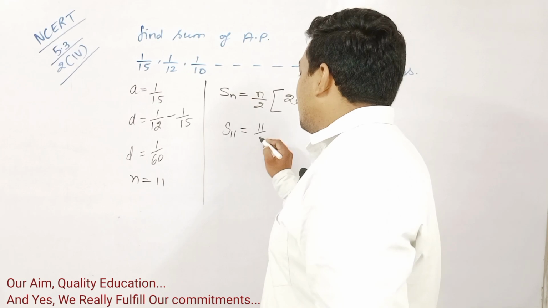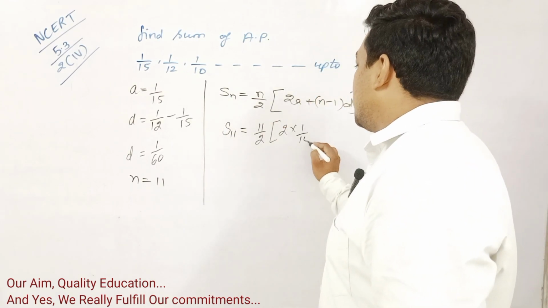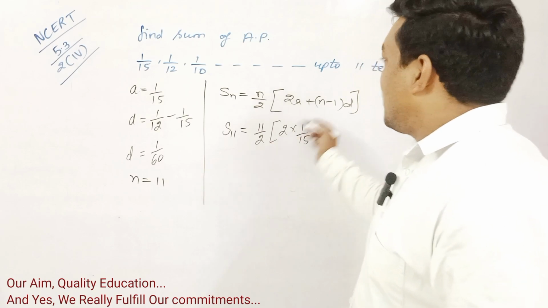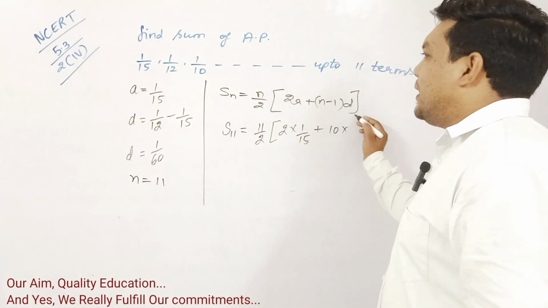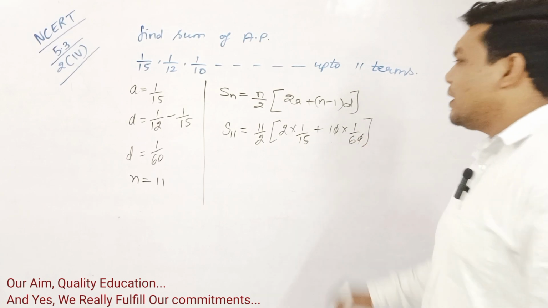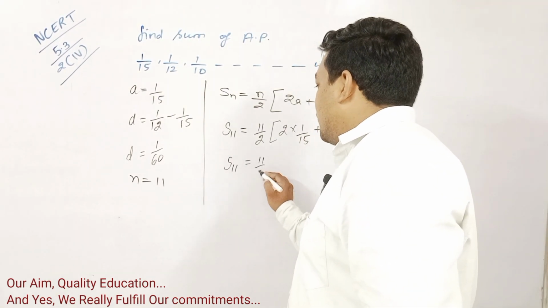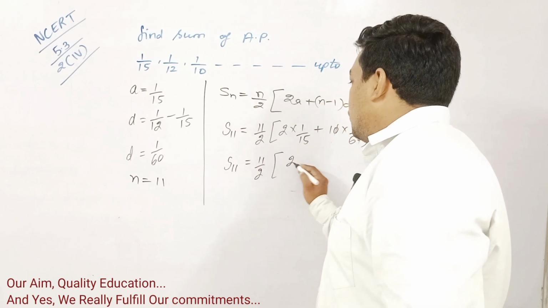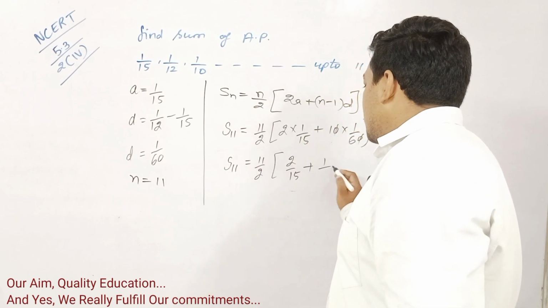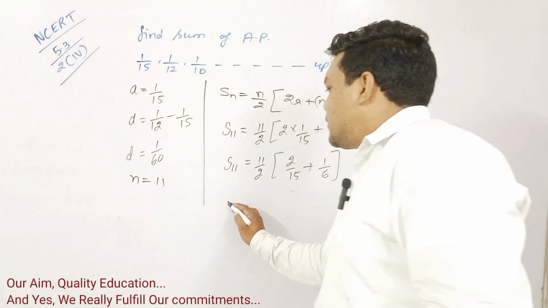S11 is equal to 11 upon 2 bracket 2 into a. A is 1 by 15 plus 11 minus 1, it is 10 into d. D is 1 by 60. Very good. So 0 के साथ 0 हो गया. So what remains now? S11 is equal to 11 upon 2 bracket 2 by 15 plus 1 by 6. Is it okay? Just solve it. You can solve it very easily.